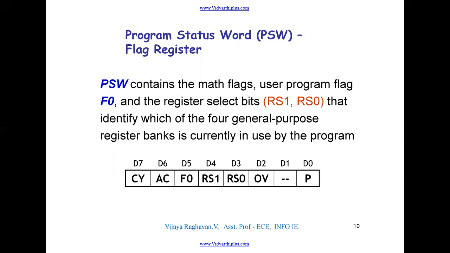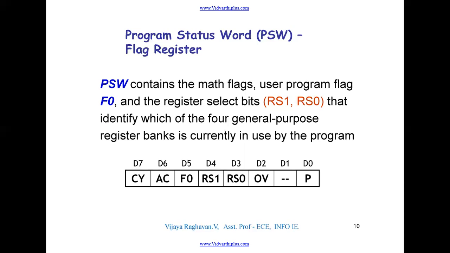result. It contains math flags, user program flag F0, and register select bits that identify the register bank that is currently in use. The 8051 has 4 math flags that include the carry flag, auxiliary carry flag, overflow flag, and parity flag. The carry flag will be set when there is a carry or borrow out of the MSB, that is the D7 bit of the result. The auxiliary carry flag is set whenever there is a carry out of the lower nibble into the higher nibble, or whenever there is a borrow from the higher nibble into the lower nibble.